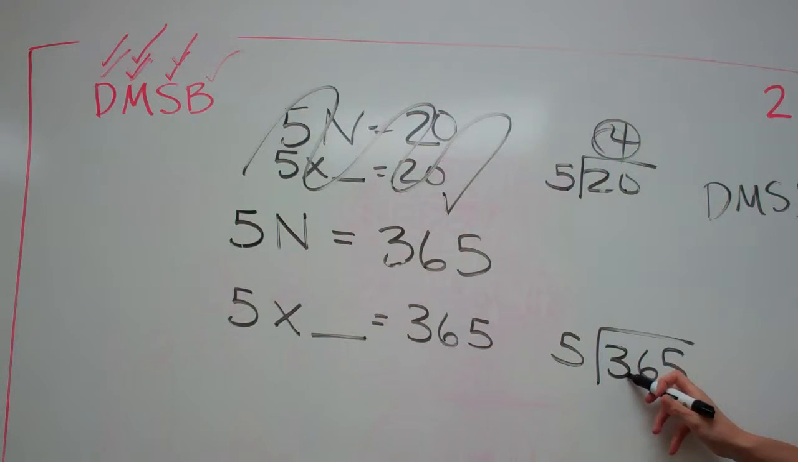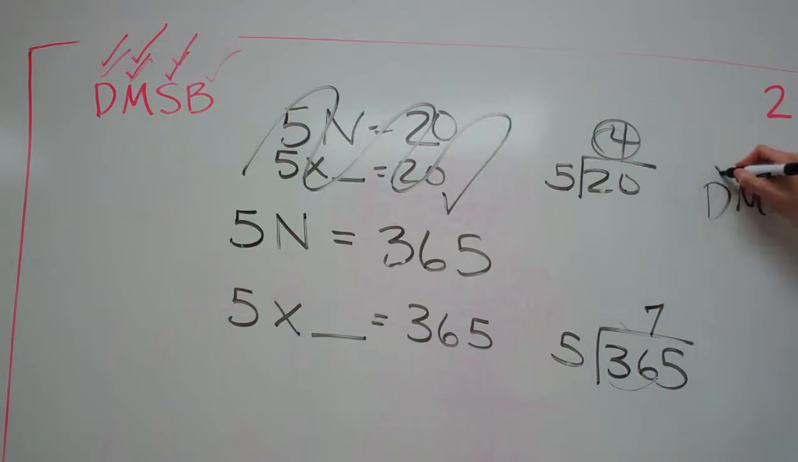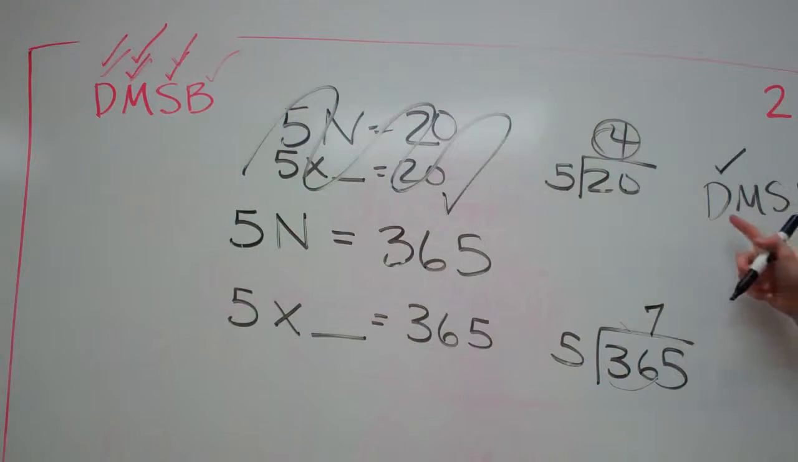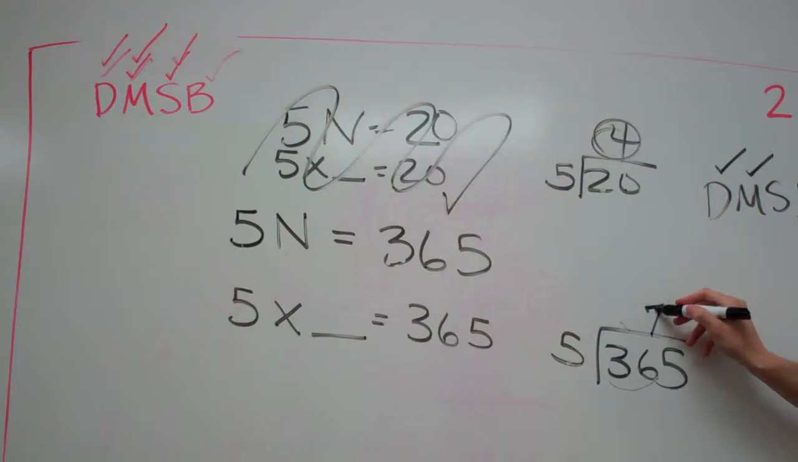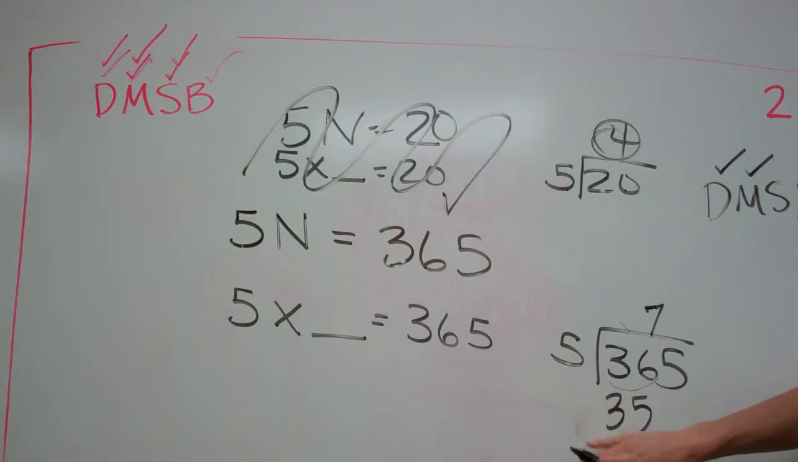Will 5 go into 3? No. Nope. Okay, will 5 go into 36? Yes. How many times? 7. 7. Okay? Isabella, you're next. What comes next? We divided. Now we're going to multiply. So 7 times 5 is? Equals 35. Very good. Garrett, what am I supposed to do next?